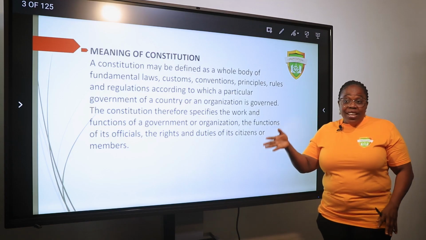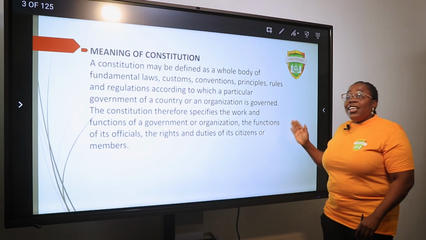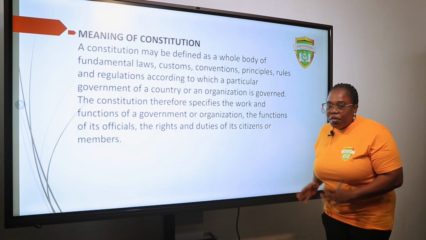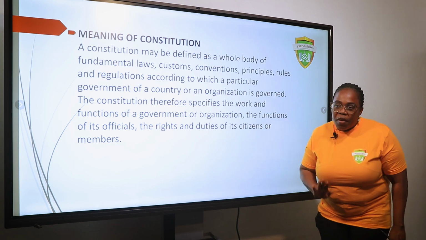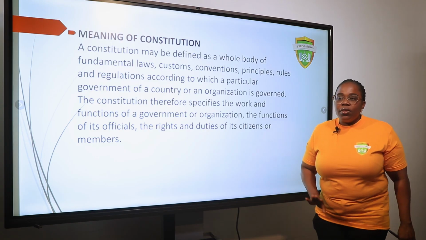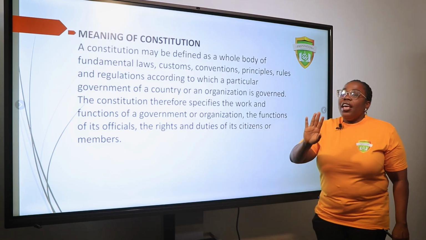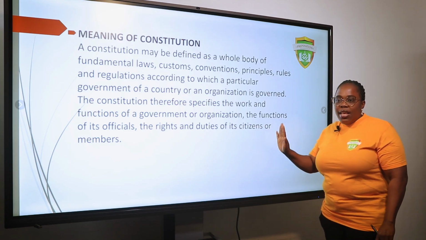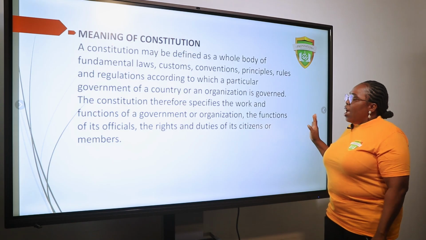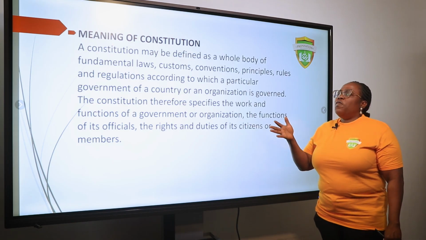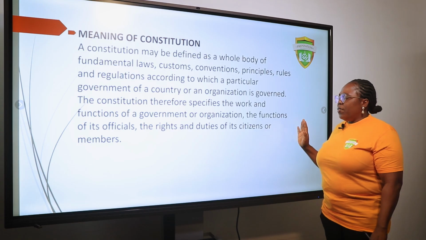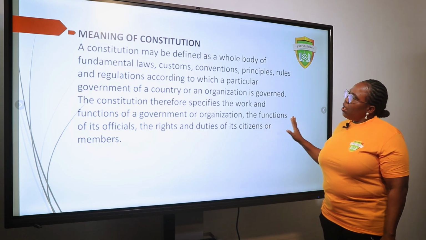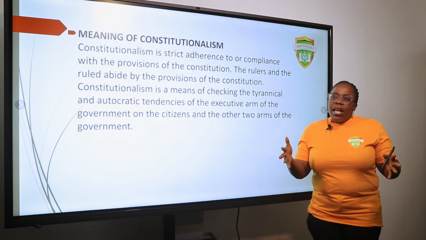If you go through the 1999 constitution, you see it's stated clearly the functions, the positions, the duties of the president, the duties of the vice president, the duties of the governors, the judiciary, the legislature, name it. All their activities are stated in the Constitution. It also talks about the rights and duties of citizens of a country. Okay, now we've looked at Constitution.